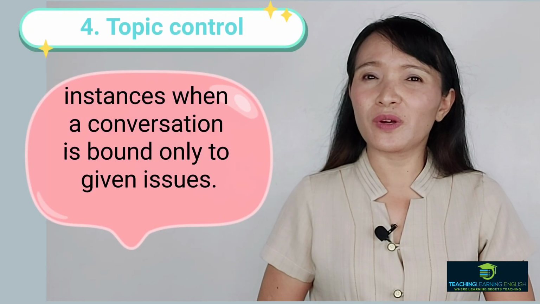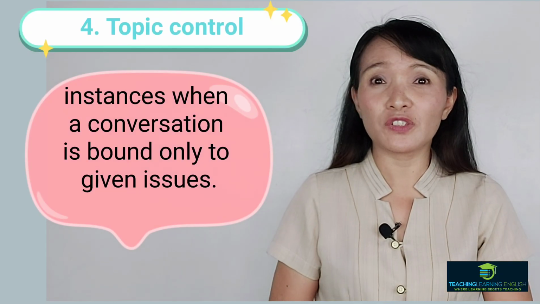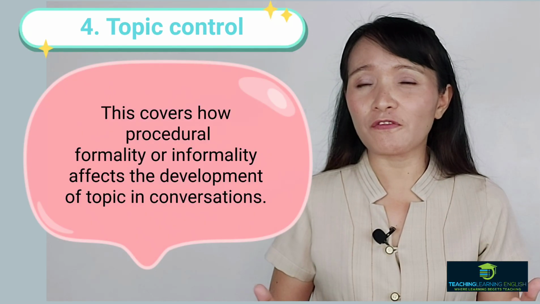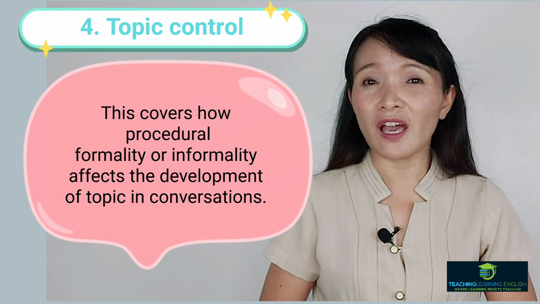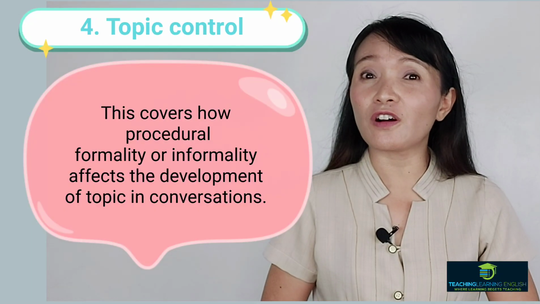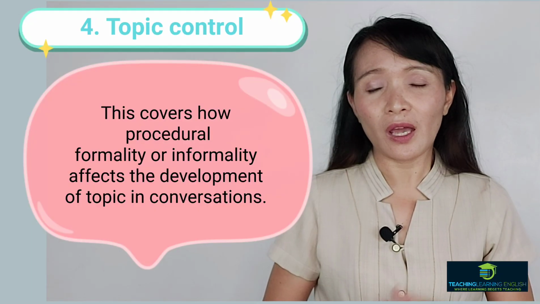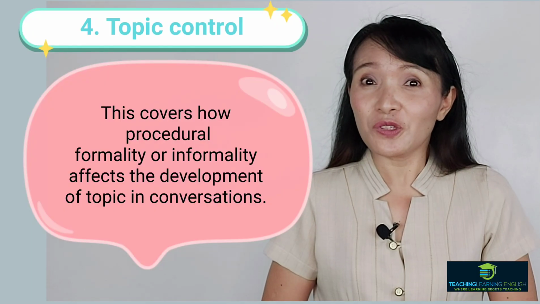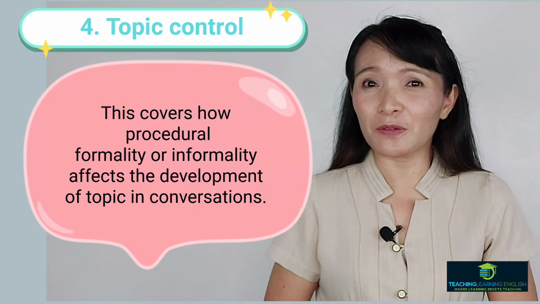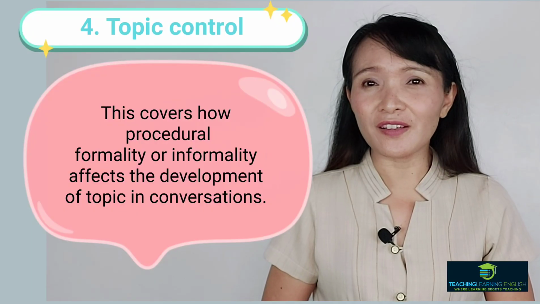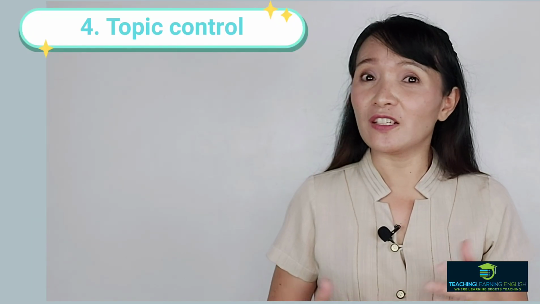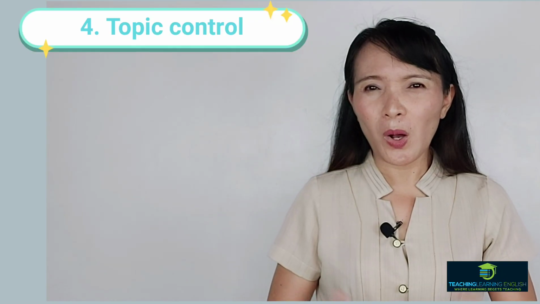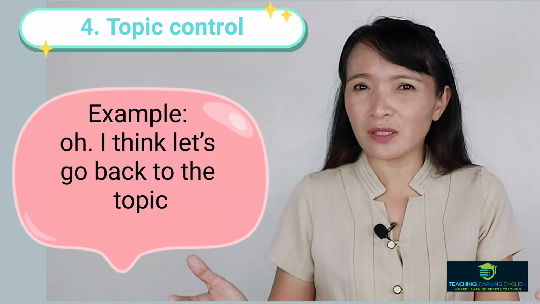There are instances when a conversation is bound only to given issues. This covers how procedural formality or informality affects the development of topic in conversations. This only means that when a topic is initiated, it should be collectively developed by avoiding unnecessary interruptions and topic shifts. Example, you say, "Oh, I think let's go back to the topic."